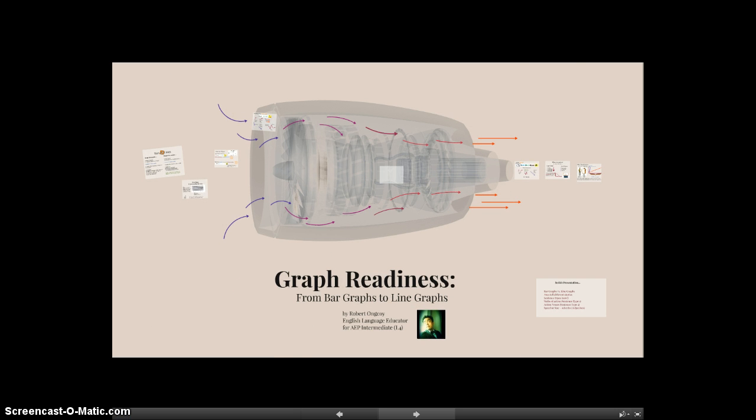Okay, we've just covered the basic language points that you see in a line graph description. I hope this helps. Stay tuned for the next presentation about how to put together a line graph description.